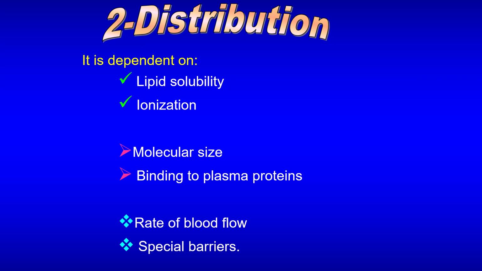Binding to plasma proteins affects how much of the drug is available to reach target sites, since only unbound drugs are active. The rate of blood flow determines how quickly a drug is delivered throughout the body. Finally, special barriers, such as the blood-brain barrier, can restrict drug access to certain regions. Let's delve into the body compartments.